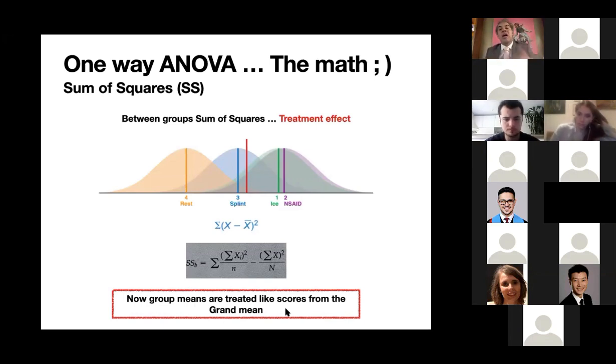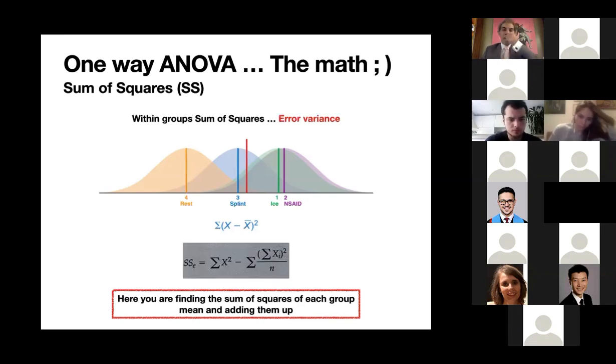That's why it's called analysis of variance, because you are analyzing the variance of the grand mean and of the group means. Okay? This is all. And this is the very easy math you need to know, which is only squaring the group means and subtracting from the grand mean. Okay?